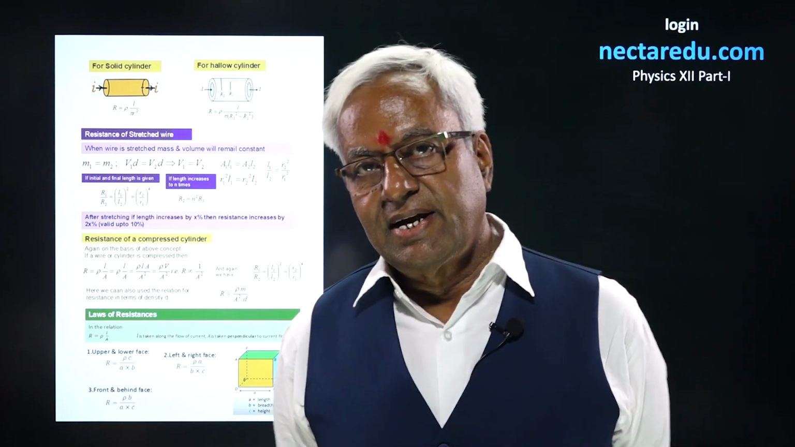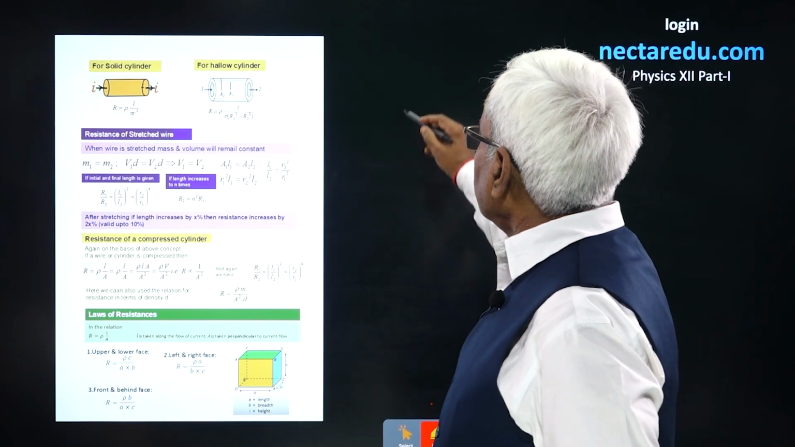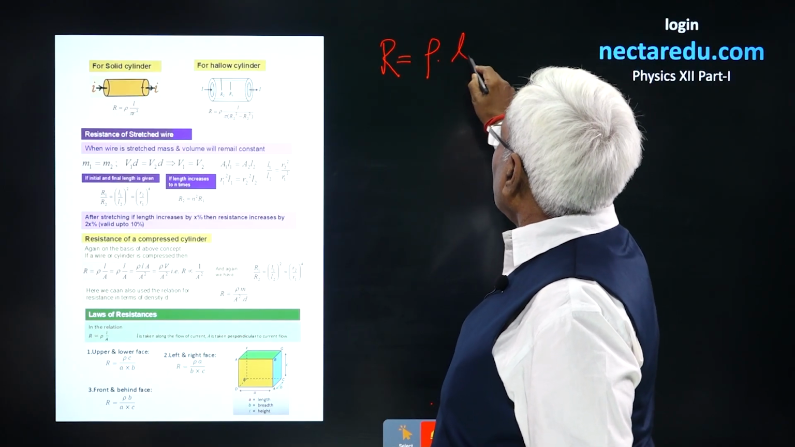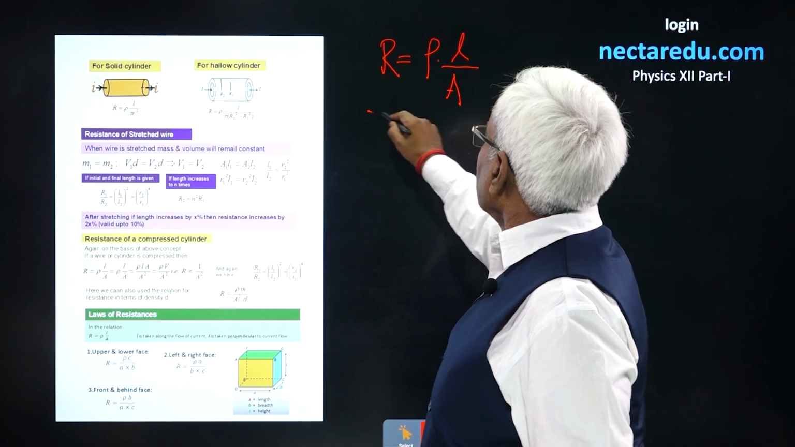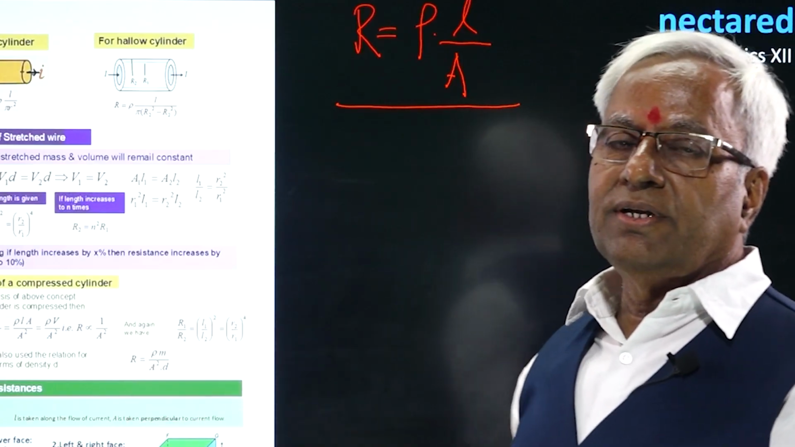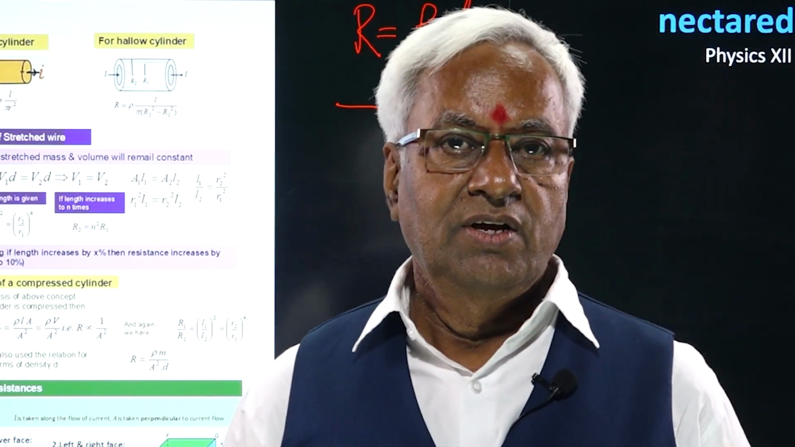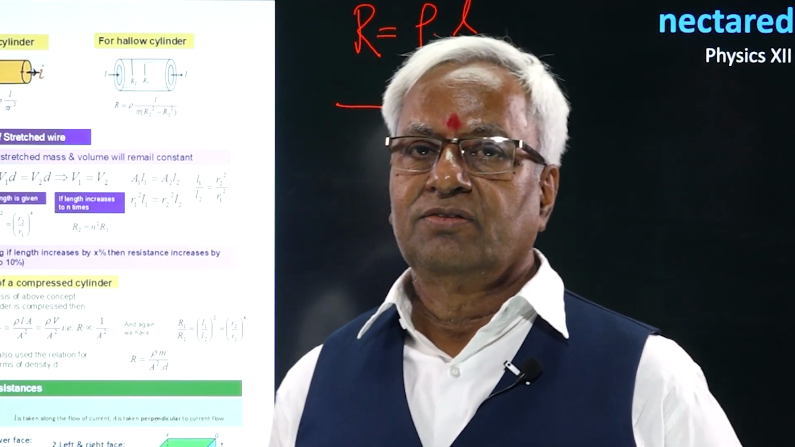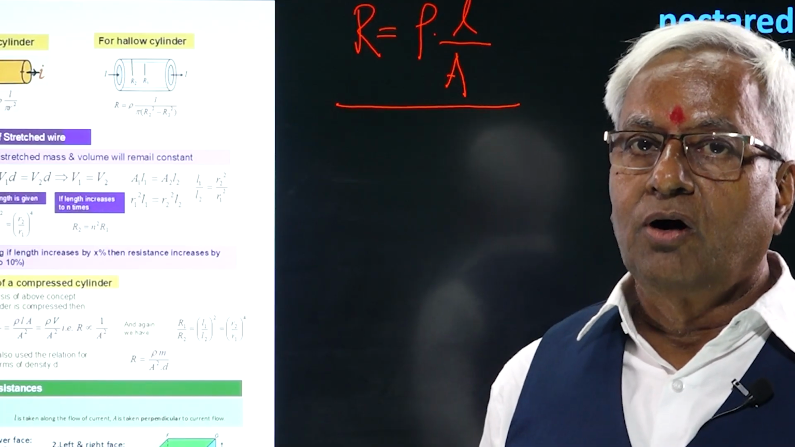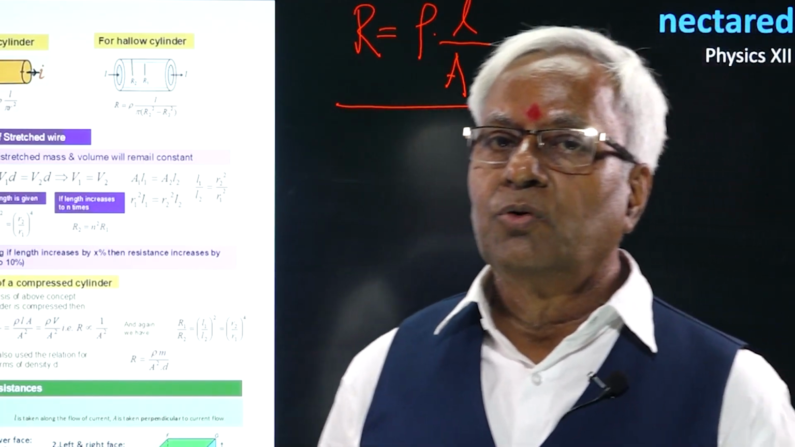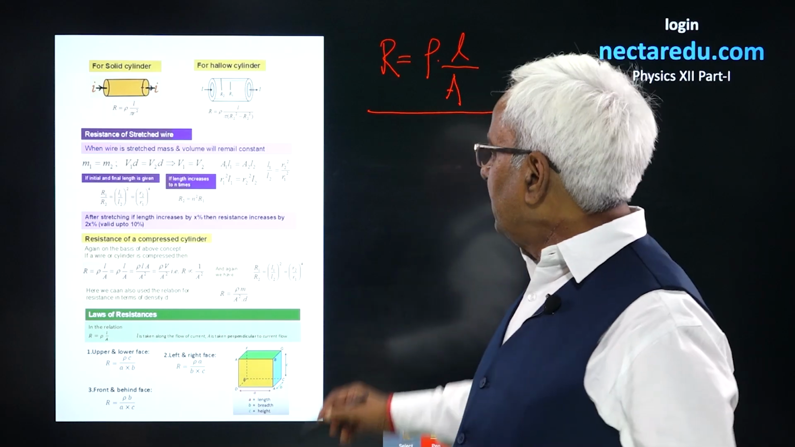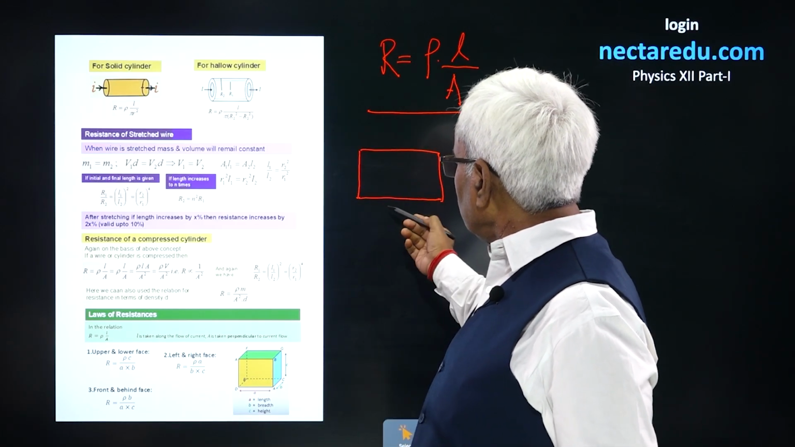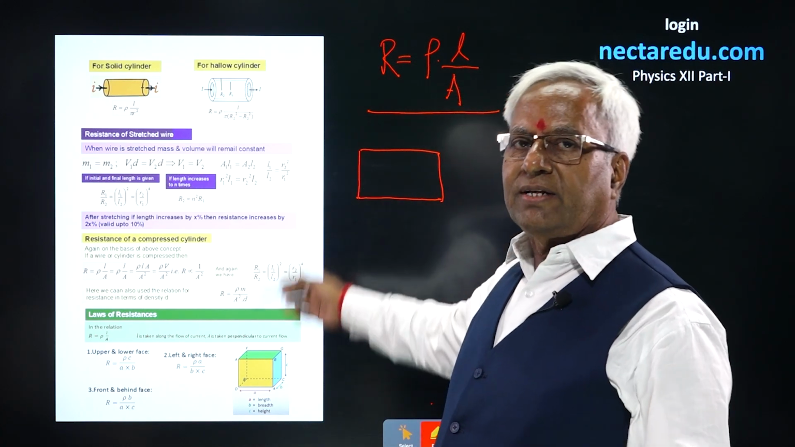Laws of resistances. For the resistance, we studied one formula, that's R = rho L upon A. Rho here is the specific resistance. We have to focus first of all on the length and area. Suppose you have a rectangular box and you want to find the volume of that box. Then it's not mandatory that you choose length to this side or this side, that's your choice.